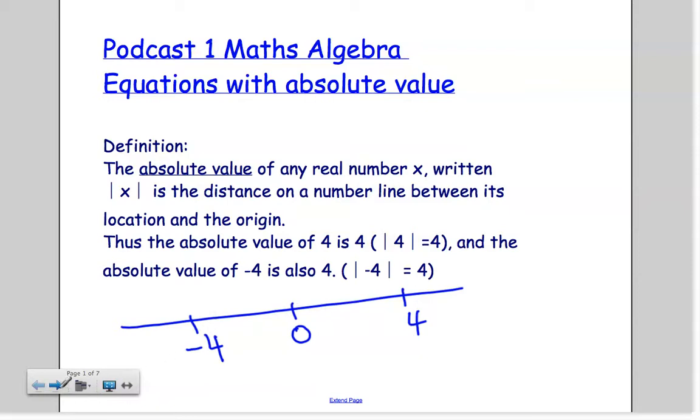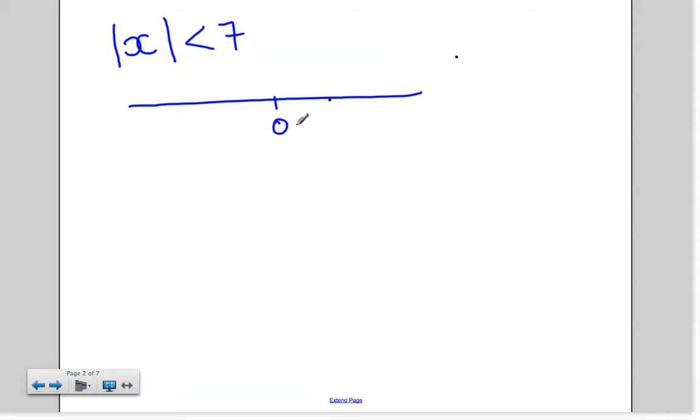Okay. Now, just before we consider some questions, we're going to ask ourselves what happens when we have an inequality to do with using absolute value. So, for example, if we've got that the absolute value of x is less than 7, what does that look like? Well, I'm going to put my number line there. There's 0. I'm looking for numbers that are less than 7 units away from the origin. So, here's 7. Anything in this gap will be less than 7 units away from the origin.